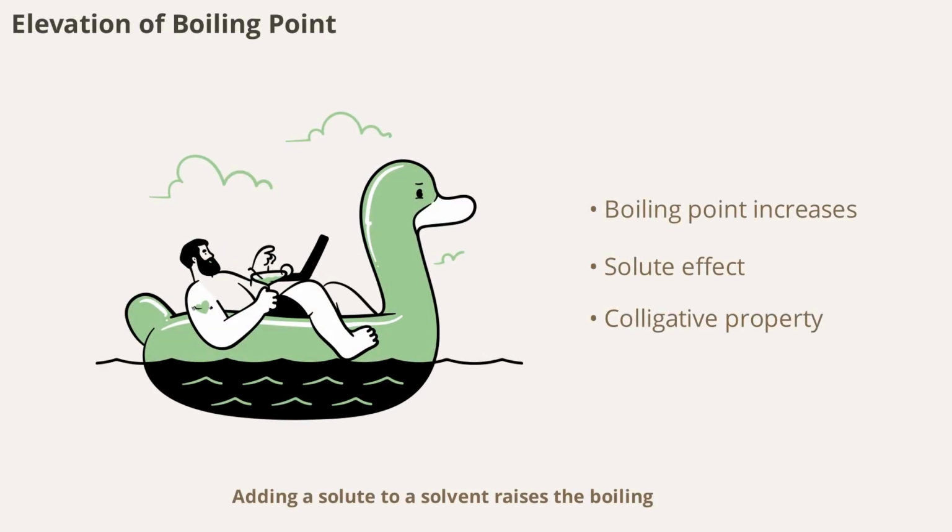Adding a solute to a solvent raises the boiling point of the solution compared to the pure solvent. This is called the elevation of boiling point, a colligative property. For example, adding salt to water increases its boiling point, which is why it takes longer for salty water to boil. This effect is used in cooking and industrial processes to control temperatures.